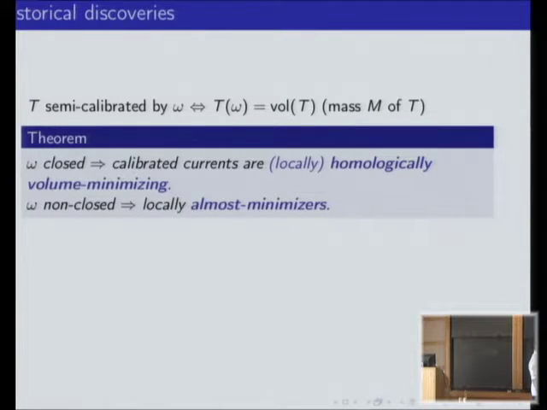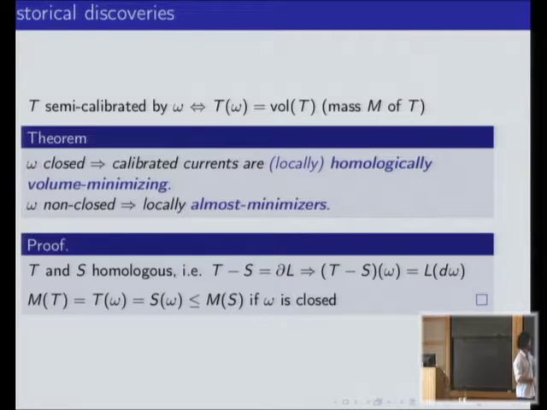If the form is closed, if you are a calibration, then calibrated currents are locally mass minimizers in their homology class. When you drop the closedness, of course, you lose this. There is an associated notion of almost minimality. I don't really have time to go into that. You must allow an error term, basically, in the inequality you get. It will be exactly the same proof for a current as it was for a submanifold. You have your form, and your current T that is calibrated. You take a competitor S in the homology class. The mass of T is the same as the action of T on omega, which is the same as the action of S on omega if the form is closed. And this is at most the mass of S by the requirement on the form. If the form is not closed, you are not going to have this equality. You're going to have an error term here. As you can see, the only thing you are using is the definition of boundary for a current. And this was Stokes' theorem in the classical setting.